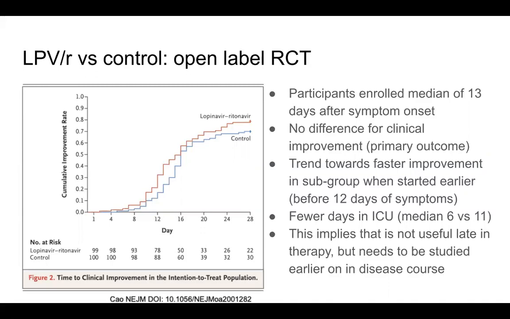The results showed no difference in the primary outcome. So overall, it was a negative trial. However, there was a trend towards faster clinical improvement among those in whom the drug was started before 12 days of symptoms. Additionally, the lopinavir-ritonavir arm had fewer days in the ICU. So there was a median of 6 days versus 11 days. So all of this, I think, suggests that it's not useful late in disease, but it should be studied earlier on. Next slide, please.